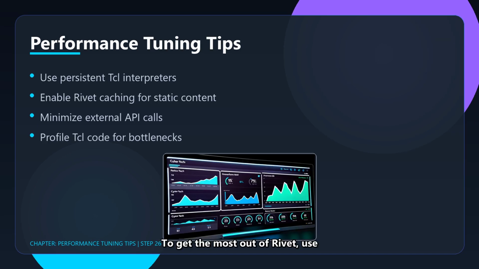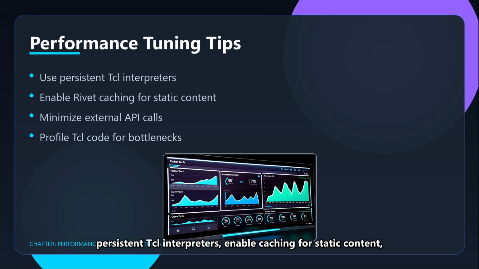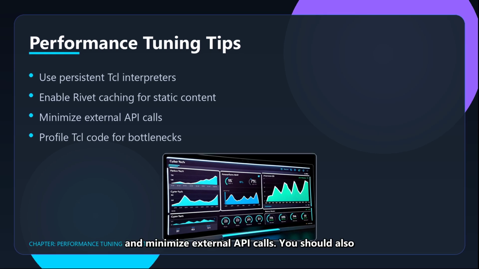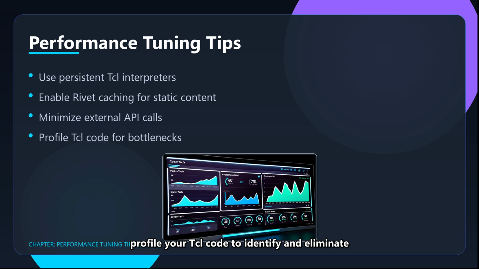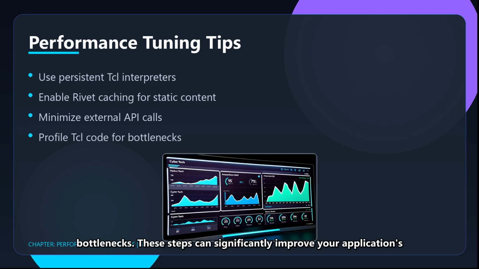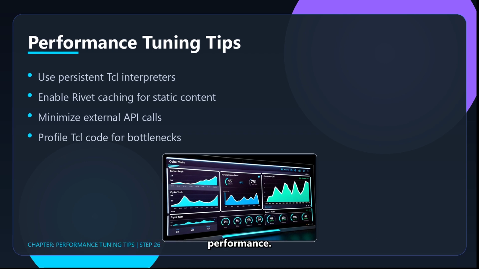To get the most out of Rivet, use persistent TCL interpreters, enable caching for static content, and minimize external API calls. You should also profile your TCL code to identify and eliminate bottlenecks. These steps can significantly improve your application's performance.